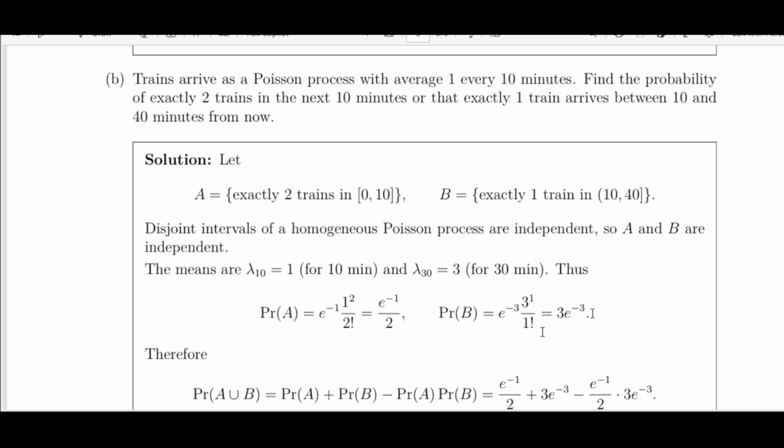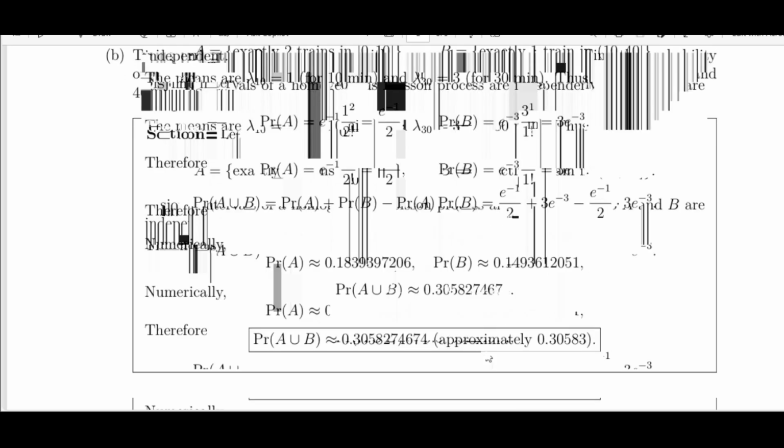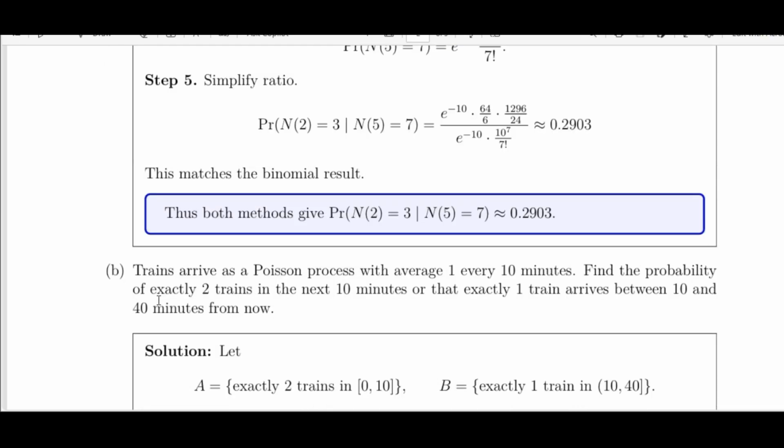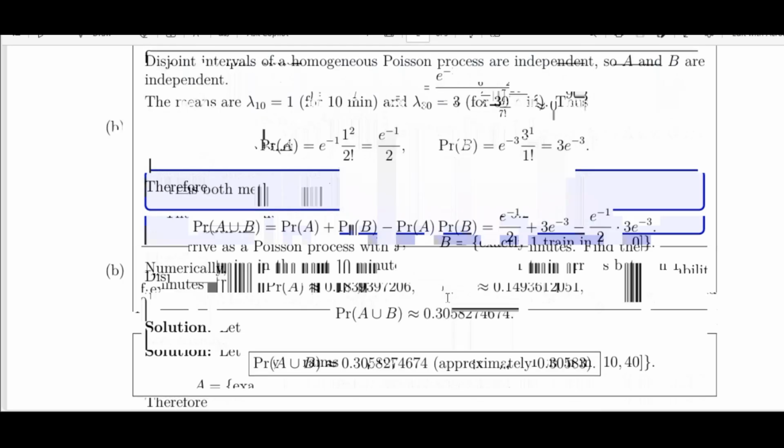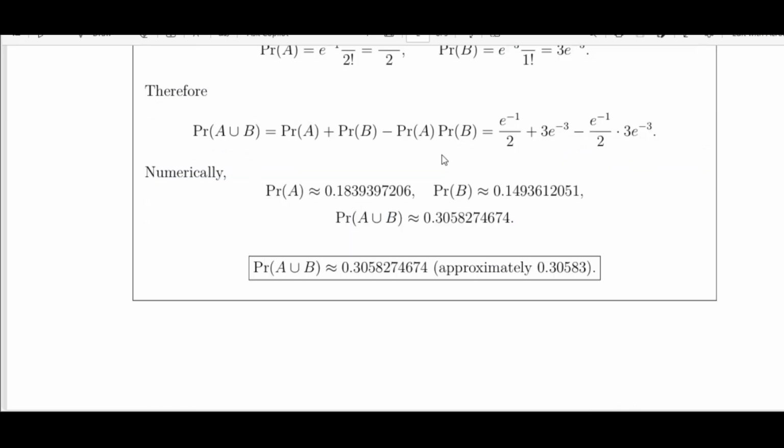And recall from general probability that, remember they said "or" in the question: probability of exactly 2 trains in the next 10 minutes, or. So "or" means addition, or union to be precise. So the probability of A union B is equal to the probability of A plus the probability of B minus the probability of A intersection B. But remember, because A and B are independent, that's why we are multiplying the two probabilities. And as we do this computation, we're going to get approximately 0.30583 as our final answer.